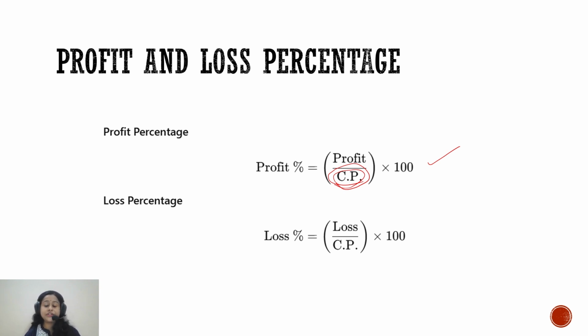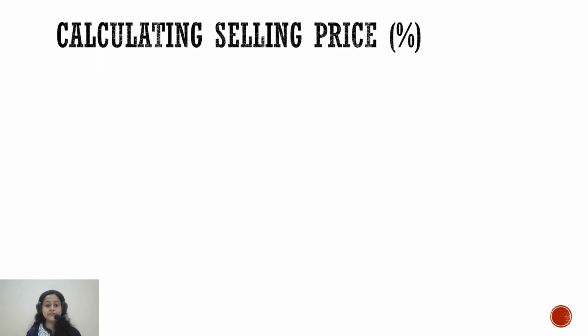So the profit percentage you can calculate by dividing the profit amount by the cost price and multiplying by 100. Profit, as mentioned in the previous slide, is the difference between selling price and cost price. If you further divide it by cost price and multiply by 100, you will get the profit percentage. Loss percentage can also be calculated like this: first you find the loss amount, divided by cost price, into 100 will give you the loss percentage.